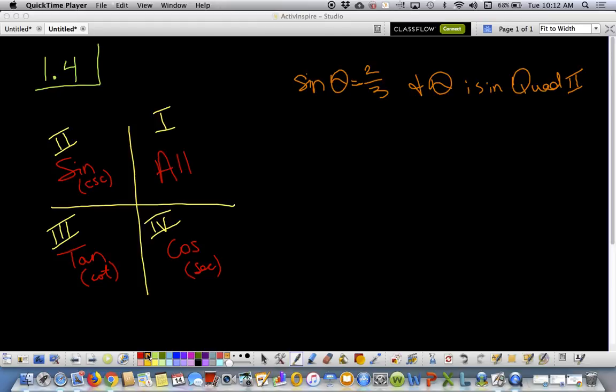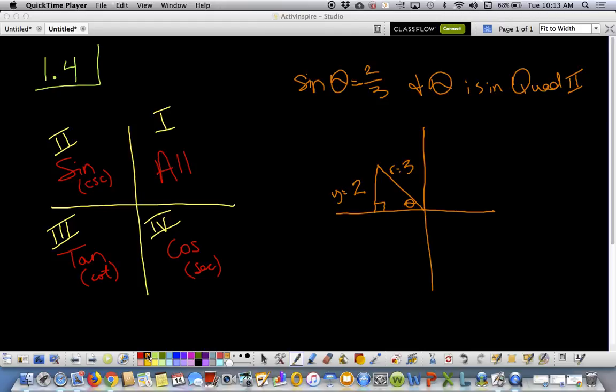So we know we're in quadrant 2. Correct? So in quadrant 2, what do you know about your x, your y, your r? Which ones of those do you know? What do we have? Sine is opposite over hypotenuse. So the opposite is 2, your y value is 2, and your r is 3.